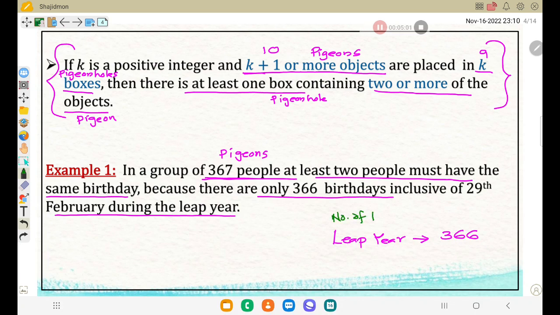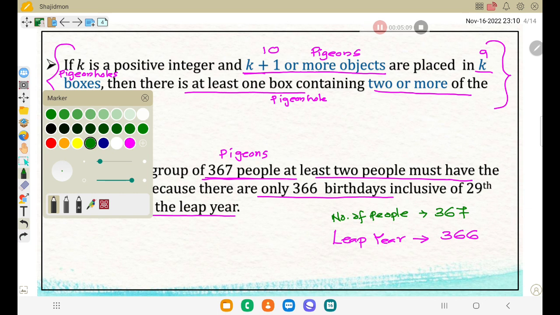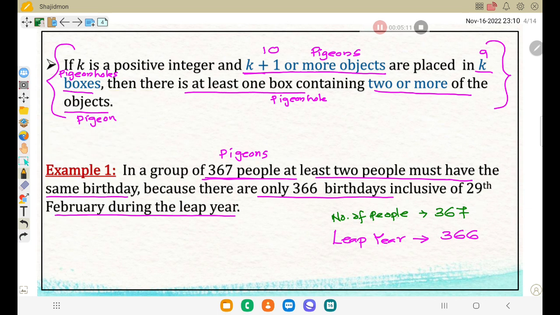Number of people, in this question, it is 367. So what is the meaning here? We can compare with the pigeons. Number of people is like pigeons, correct? And leap year has 366 days. Days are like pigeonholes, correct?